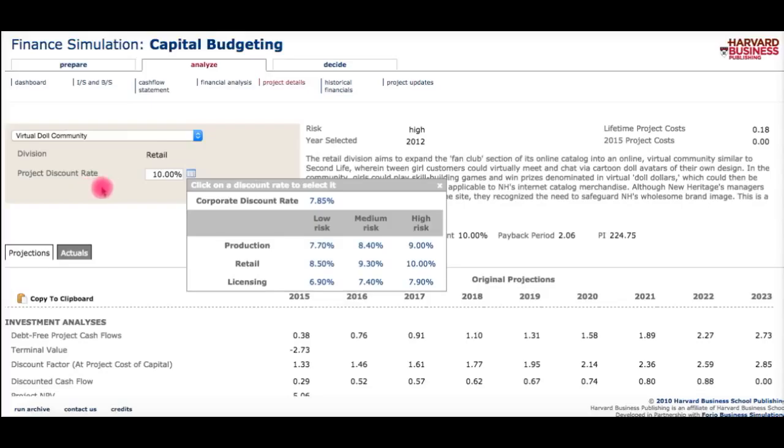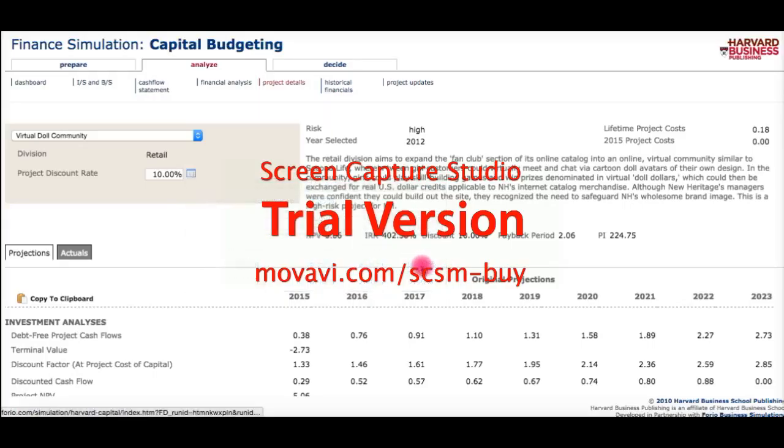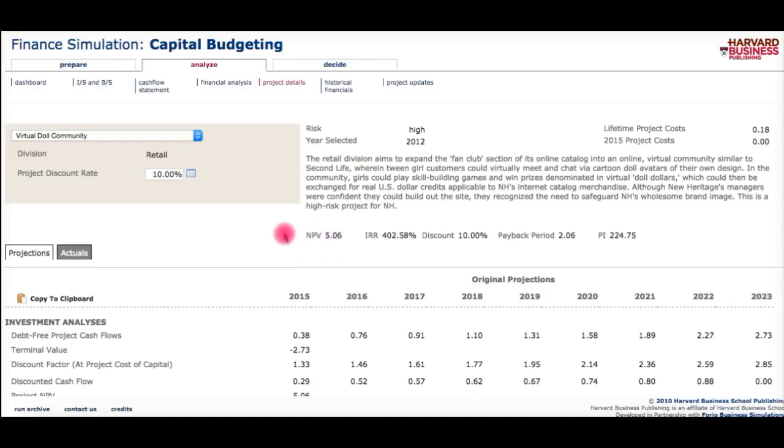So as you can see here, it's a retail division project. So I would choose one from the retail section. The low risk would be 850%, and the high risk is 10%. So I chose the high risk 10% one, where it does have a lower NPV, but it's a fairly low cost, so I wouldn't be losing that much.